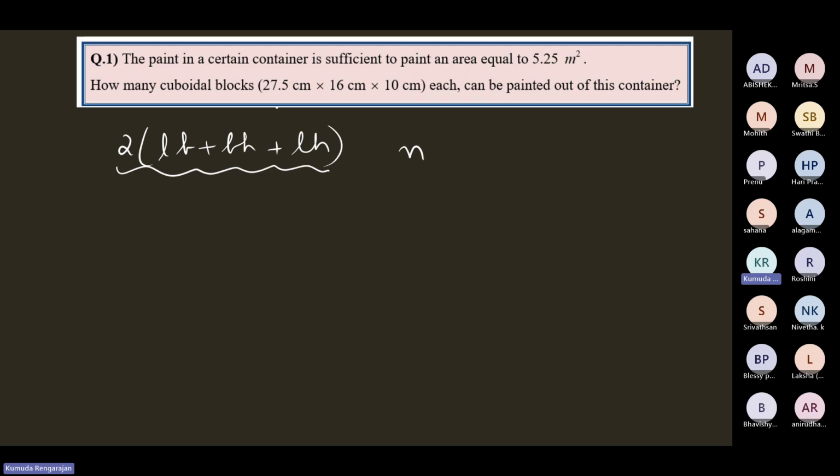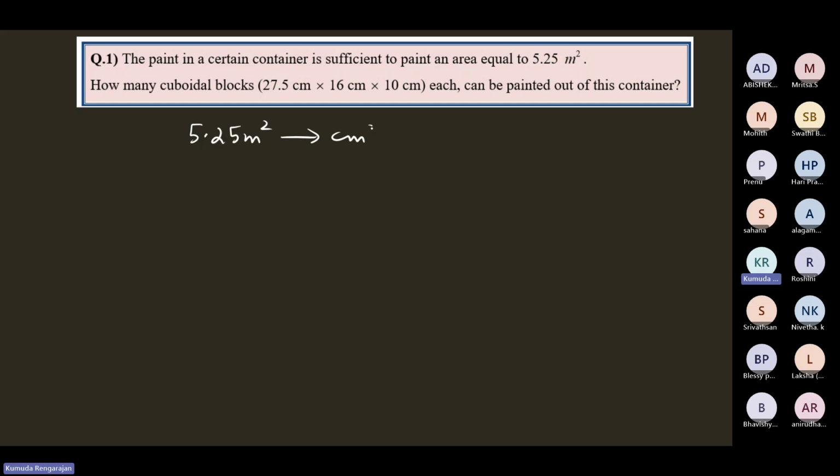Now you should also mind the units. The dimensions of the cuboidal block are in centimeter, but the area here is given in meter square. So we need to convert that area which is given in meter square to centimeter square. So 5.25 meters square, how do you convert that to centimeter square? To convert meter to centimeter, we multiply by 100. Millimeter, centimeter, decimeter, meter. You're converting upwards, so you'll have to multiply by 100.